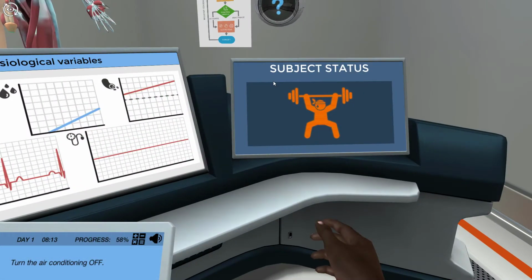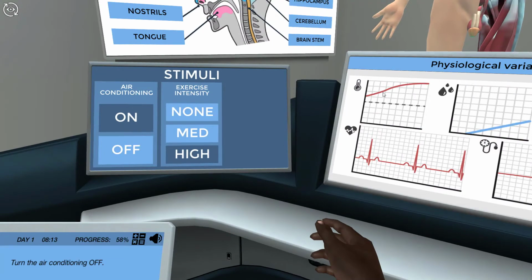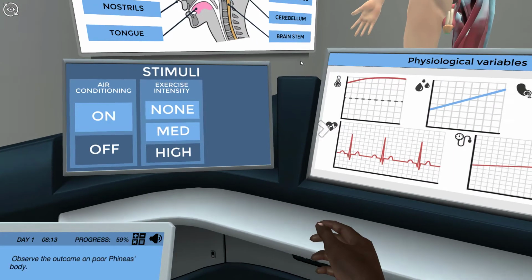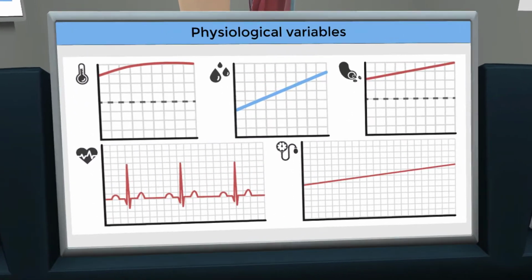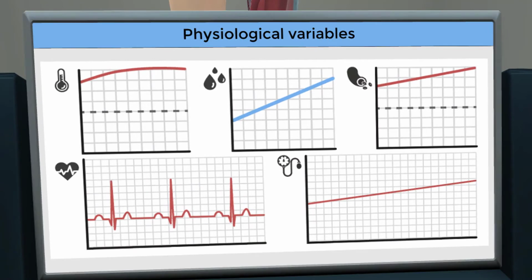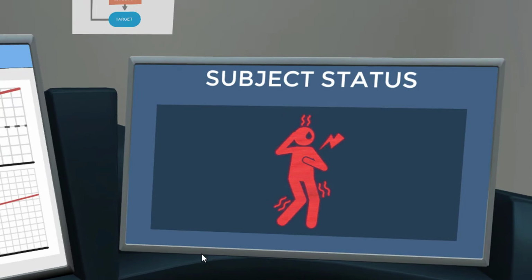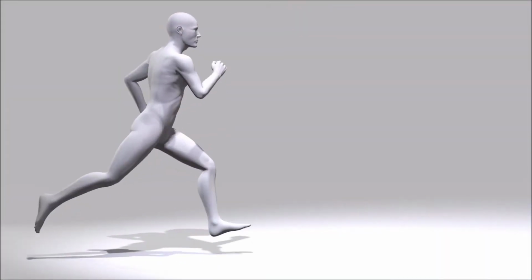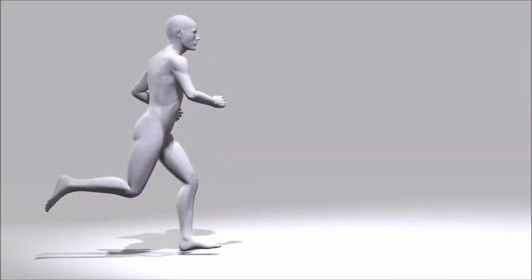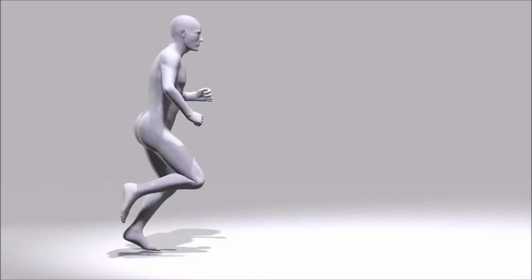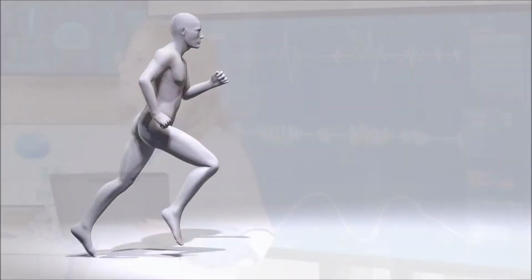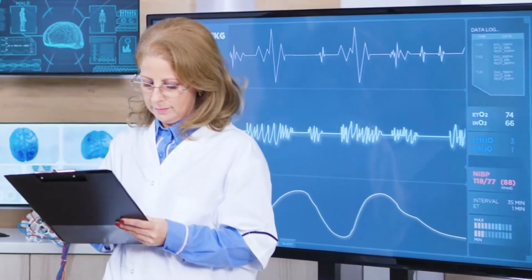Turn the air conditioning off. Observe the outcome on poor Phineas' body. Oh no, it looks like the homeostatic control cannot cope any longer with such drastic conditions. Phineas is now sweating heavily, his heart beats rapidly, the blood pressure increases dangerously and his body temperature reaches critical levels. He is actually in a state of shock.